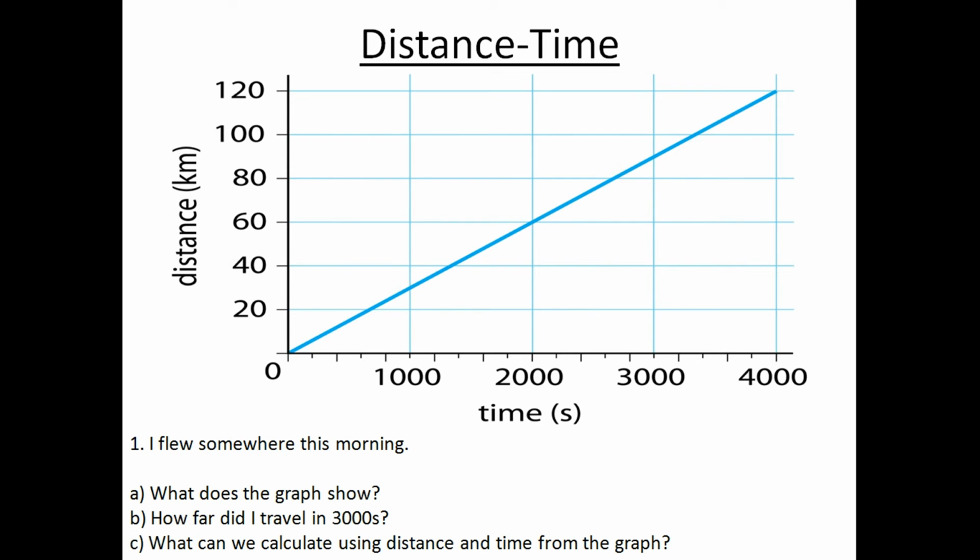Here's another example. I flew somewhere this morning. What does the graph show? How far did I travel in 3,000 seconds? And what can we calculate using distance and time from the graph? First of all, it shows a constant speed because there's a diagonal line. If you look at the plot, it is 90 kilometers. And the final thing is we can calculate speed, as we just mentioned. It's distance divided by time.